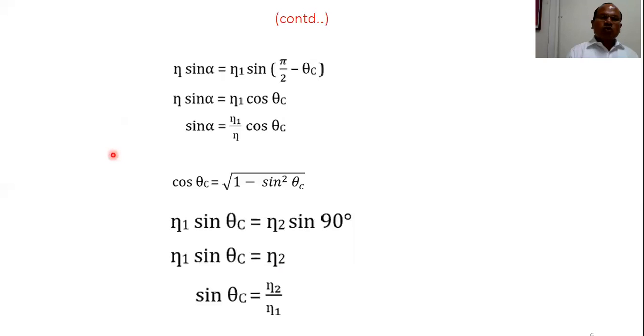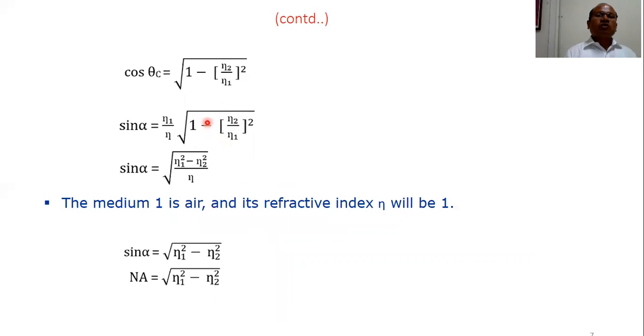Sine alpha can be written as n1 by n cosine theta c. So n1 by n square root of 1 minus (n2 by n1) square. When we solve it, we get n1 square minus n2 square, and n1 square will go outside, n1 will cancel, and we know that n is equal to 1 for air, if the medium is air. So what is sine alpha here? Square root of n1 square minus n2 square only. And sine alpha into n is the numerical aperture. Sine alpha into n, what is the expression of numerical aperture?